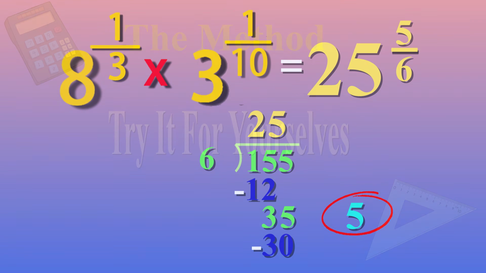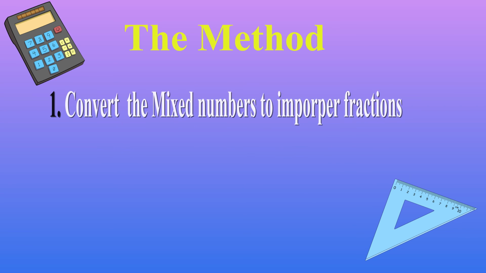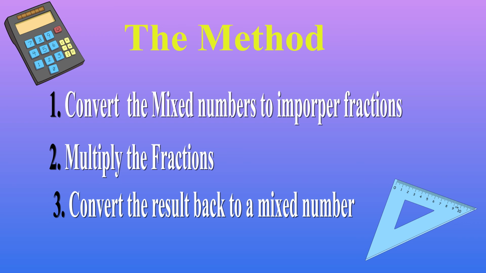Why don't you write your own mixed numbers and see if you can multiply them together? Following these basic steps, you should be able to manage on your own. Remember, to multiply mixed numbers, it just takes 3 steps. Convert the mixed numbers to improper fractions, that's your first step. The second step is to multiply the fractions together, remembering to use cancellation, cross cancellation if needed. And the third step is to convert the result back to a mixed number.